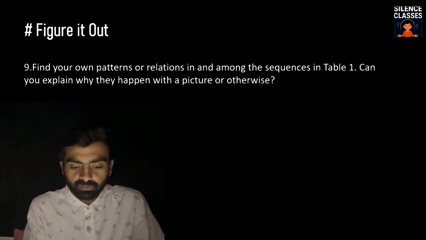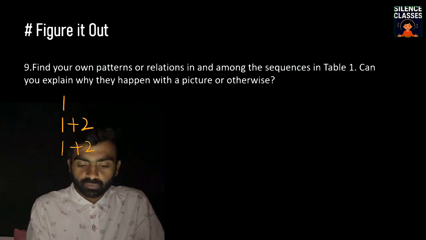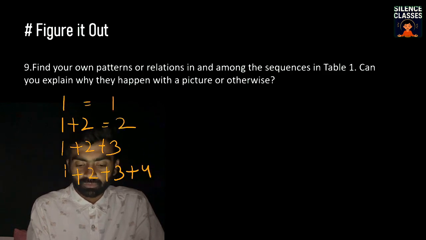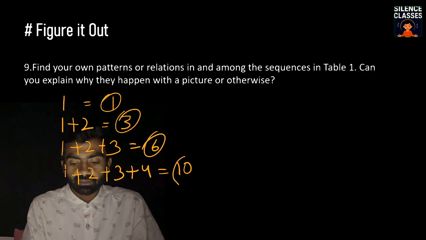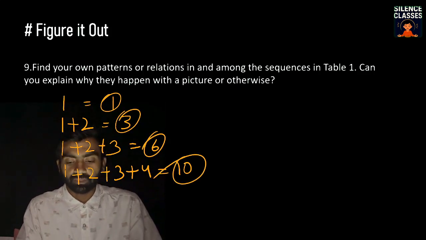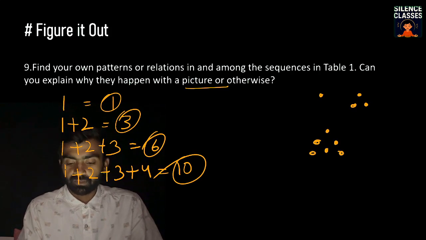If I add the sequence of numbers, means 1, 1 plus 2, 1 plus 2 plus 3, 1 plus 2 plus 3 plus 4. So we will get 1, 3, 6, and 10. All these numbers are the triangular numbers. Okay, so we get the triangular numbers. We can show the picture as well. So 1, 1 2 3, a perfect triangle. 1 2 3 4 5 6, 10. 1 2 3 4 5 6 7 8 9 and 10.